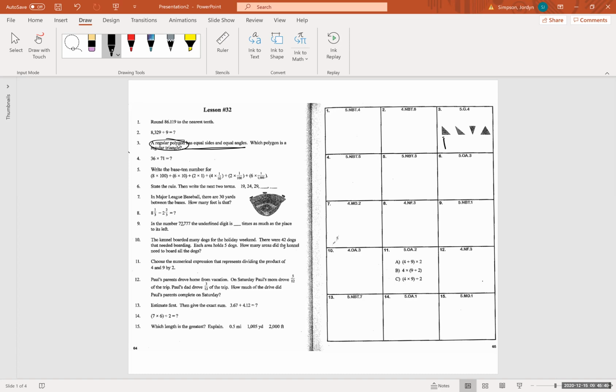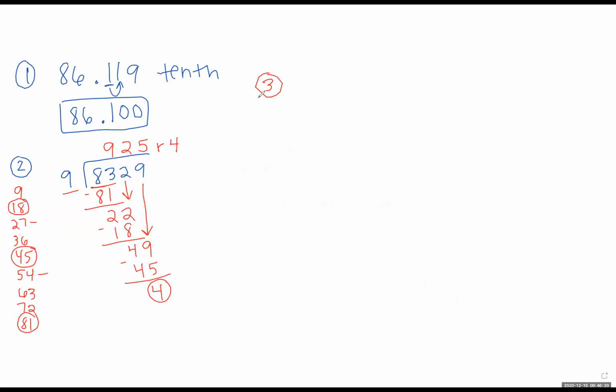So this first one, equal sides, equal angles? Well, it's kind of hard to tell if the sides are equal, but I know that the angles are not equal because this one right here is a right angle, so that's a no. This one, I can automatically tell the sides are not equal. This one, I can tell that this side right here is much shorter than the other two, so that is not equal sides. Now, this last one has equal sides and equal angles, so right there is my regular polygon. Okay, let's go ahead and go back to the whiteboard.